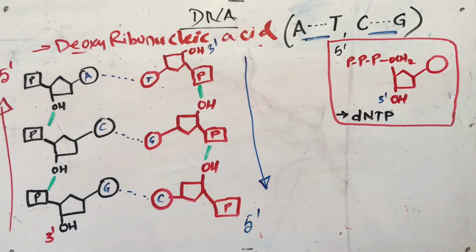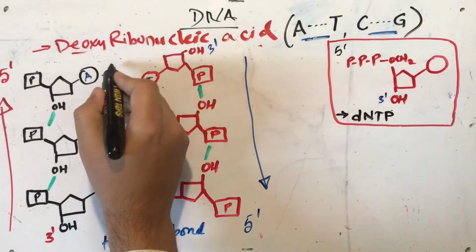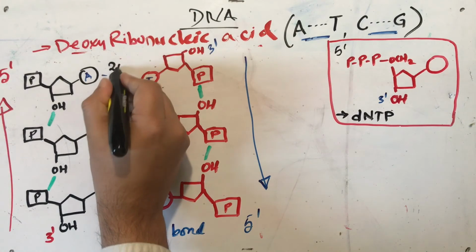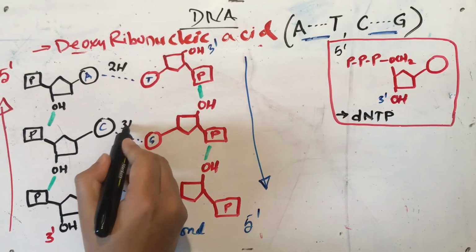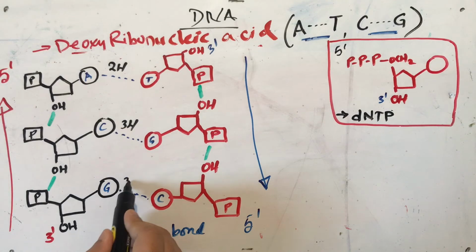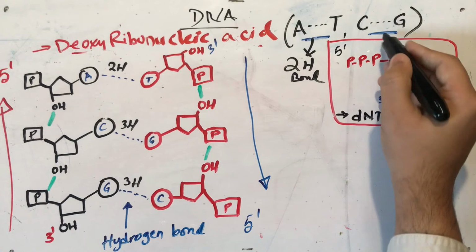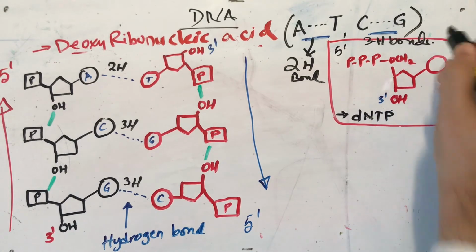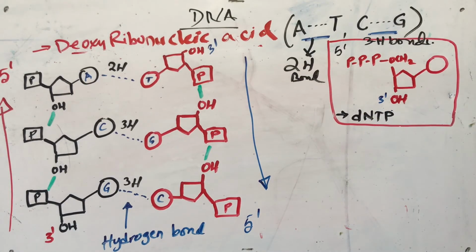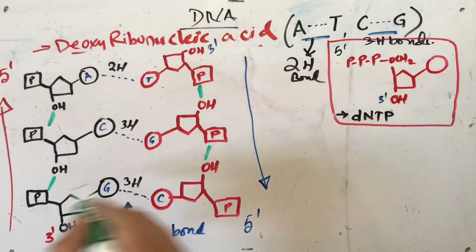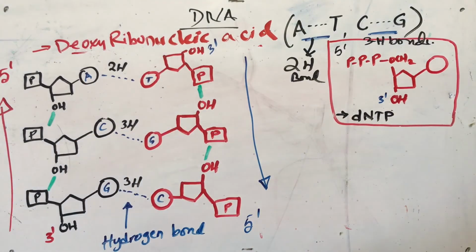This bonding is a specific bond, and they're known as hydrogen bonds. Between A and T we have 2 hydrogen bonds, 2 H bonds. Between C and G, 3 H bonds, and between G and C we have 3 H bonds. So A and T have 2 hydrogen bonds, and C and G have 3 hydrogen bonds.